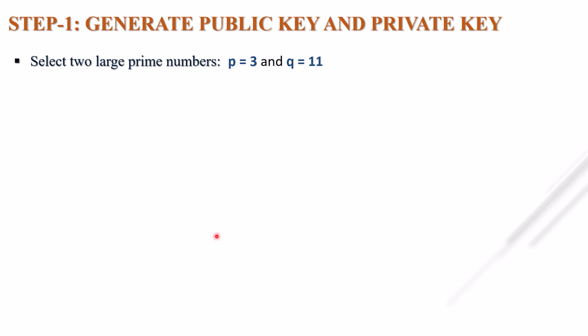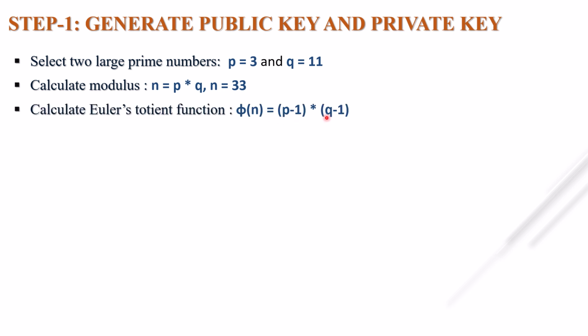Suppose the value of P is 3 and the value of Q is 11, then what is our N? N is equal to P into Q, that is 3 into 11, that is 33. Okay, now what is totient function of N? Totient function of N is equal to (P minus 1) into (Q minus 1), that is 3 minus 1 into 11 minus 1, that is 20.